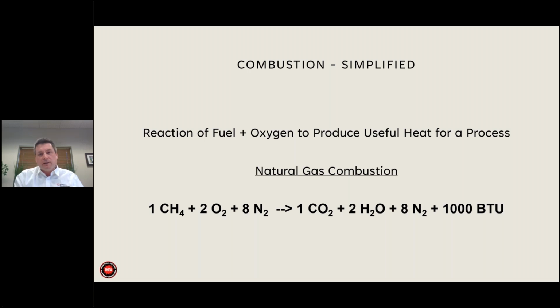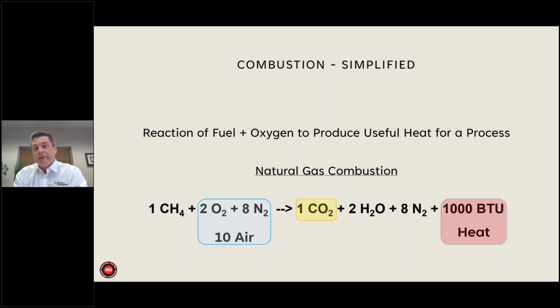But combustion simplified, why we have to worry about this is we're taking methane, which has a global warming potential of 25. We're reacting with oxygen and nitrogen, which is air, to produce heat, 1,000 BTUs, and we're also producing carbon dioxide. So combustion is very important. Fire has been very important to humankind for a very long time, but it emits carbon dioxide.